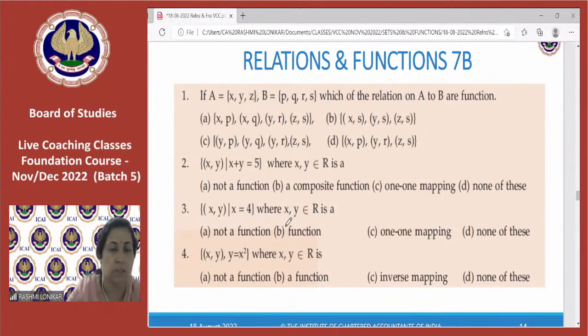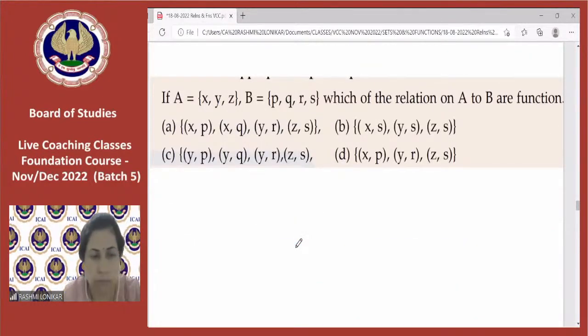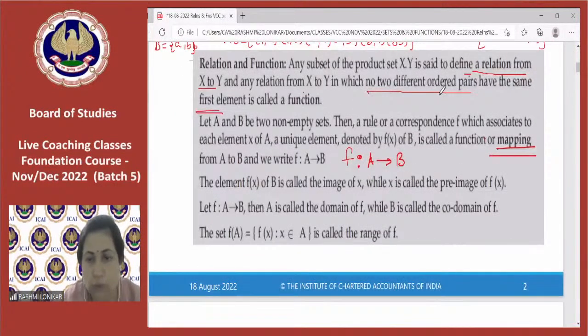Now, you are given two sets A and B, and you are asked which of these relations from A to B are functions. What is the requirement for a function? What is the first thing we talked about? That no two different ordered pairs have the same first element. When that happens, then that relation will become a function.